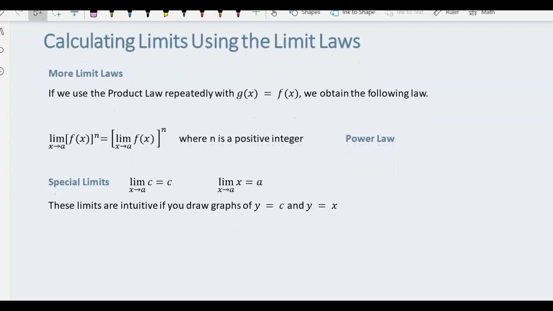We do have some additional limit laws to think about. If we take the product law and we repeat it over time, like if we multiplied the same number together over and over and over again, we would get this power rule, right? If we multiplied f of x, let's say to the third power, f of x times f of x times f of x, we'd get this power rule.